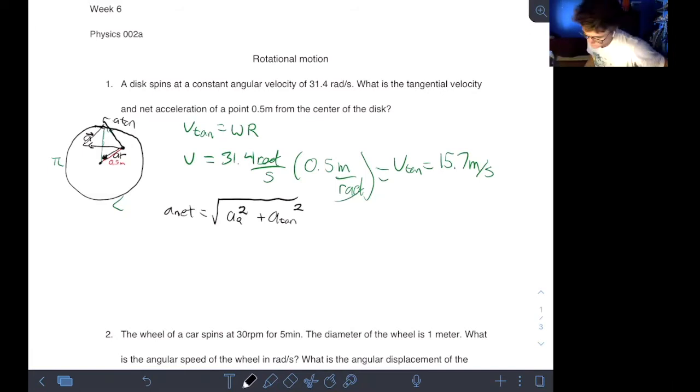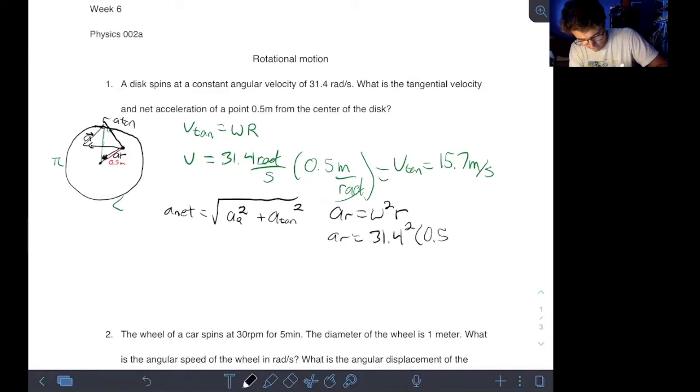Well, for the angular acceleration, we have this cool equation: a_r equals omega squared times r. All right, so the angular acceleration here equals 31.4 squared times 0.5. So that is 492.98 meters per second squared.